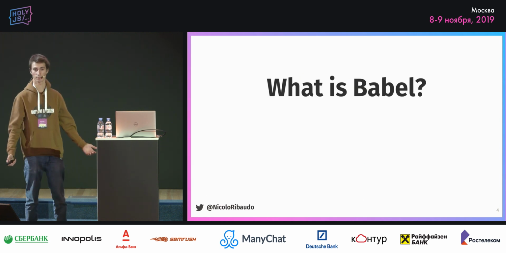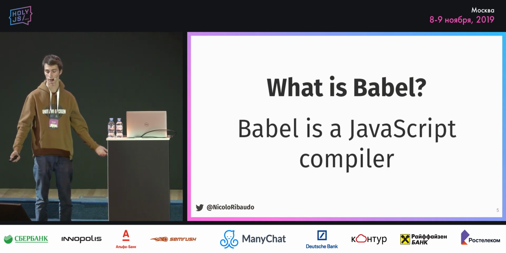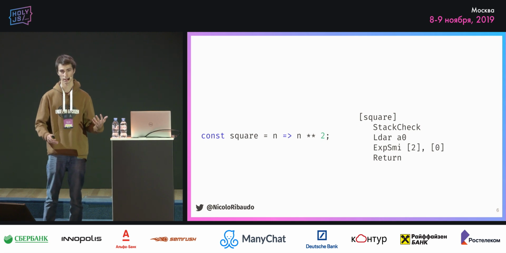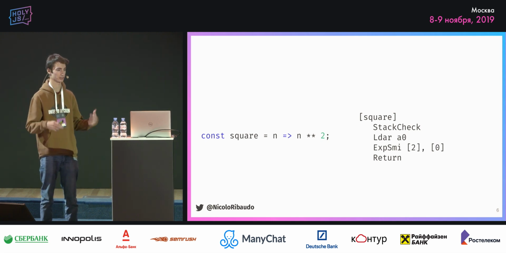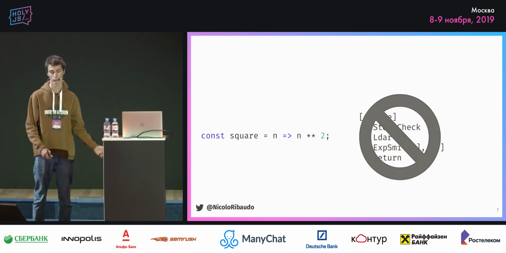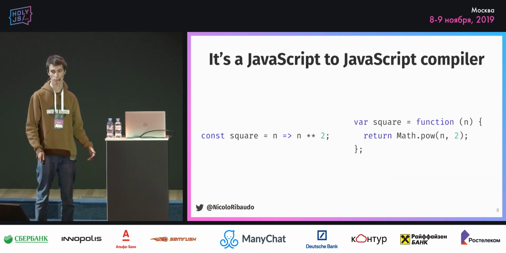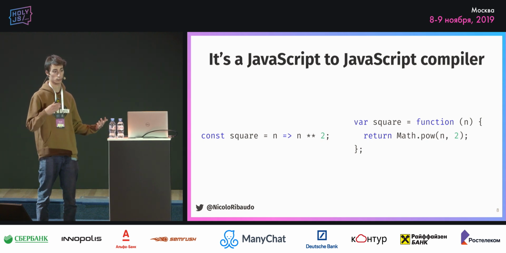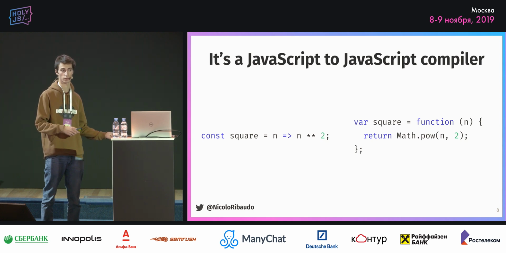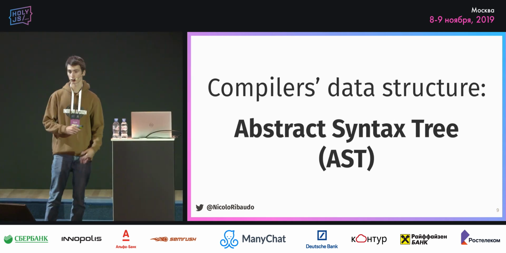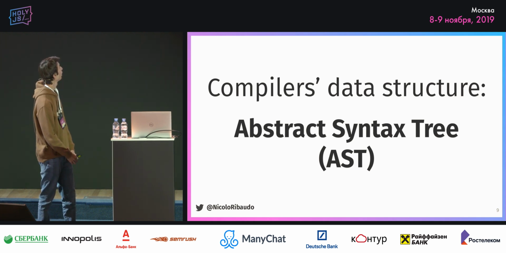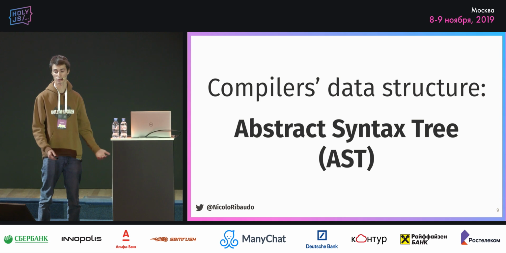Okay, so probably many already know, but what is Babel? It's a JavaScript compiler. It's not a compiler like a C compiler, a traditional compiler, which generates assembly or maybe binary code. No. Babel is a JavaScript to JavaScript compiler, which just outputs another JavaScript code with the same meaning as the original one. In order to understand how it works, we first need to learn about the data structure that it uses, abstract syntax tree.